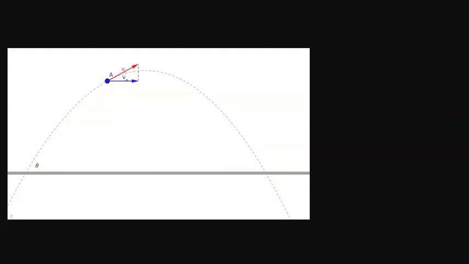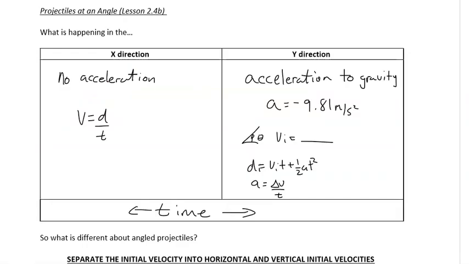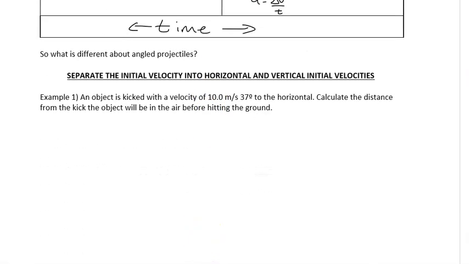Okay, so we should note that as well. Also notice that when we're right at the top, the velocity in the y direction was 0. Sometimes you'll get questions that say maximum height, and maximum height means where the velocity is equal to 0 in the y direction. So what's different about angled projectiles by comparison? Well, the key thing is that we separate the initial velocity into horizontal and vertical initial velocities.